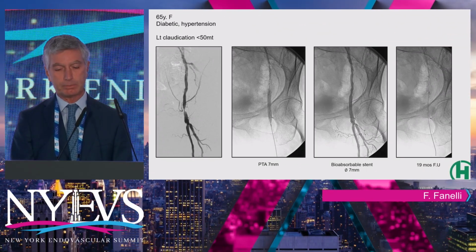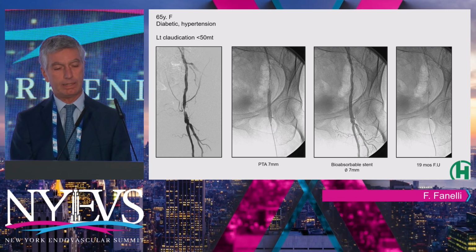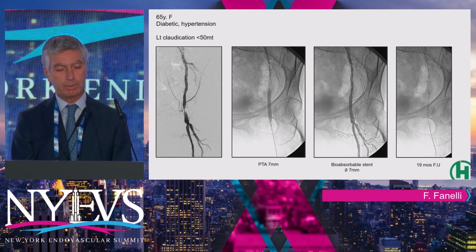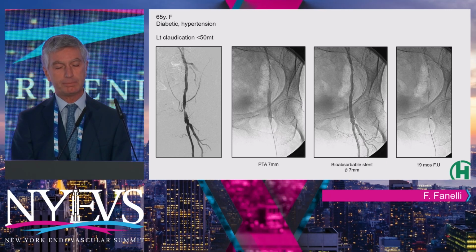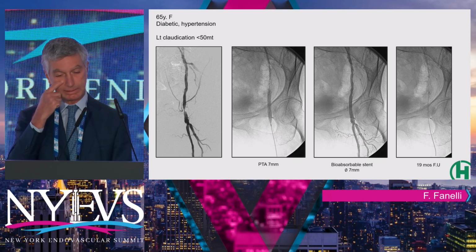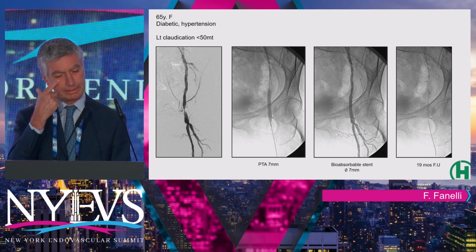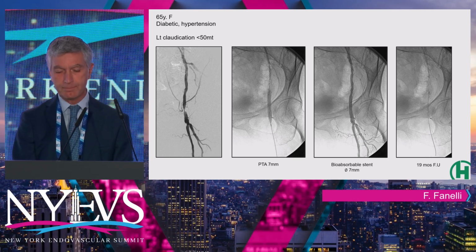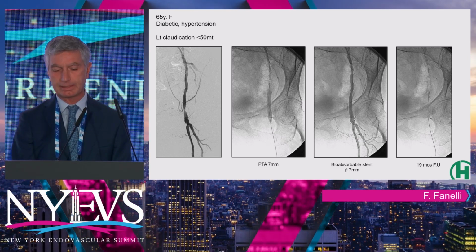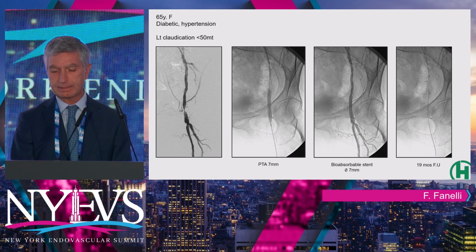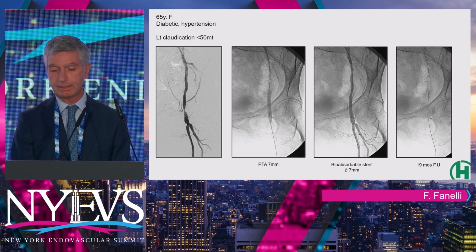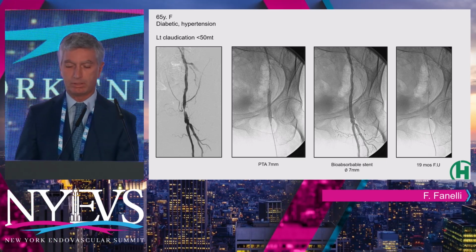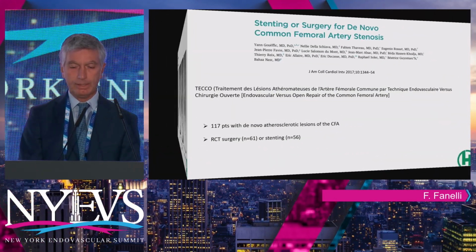This is a case that we did a couple of years ago in our department. The lady had severe claudication. We were pretty aggressive in the preparation of the vessel with a 7 mm dilatation, and we treated this lesion with a bioabsorbable stent. It was one of the first generation devices with these characteristics, and you see a patent vessel, and 19 months later, almost completely dissolved, the device in place.